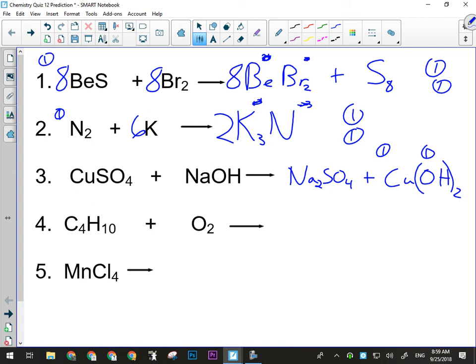Then we have to balance. Also, if they don't have the brackets on OH, even if their balancing numbers are the same as mine, they're wrong, because it isn't balanced correctly without the brackets. So we've got 2 OHs over here, so I'm going to go over here and make sure I have 2 OHs, which gives me 2 sodiums, and I have 2 sodiums there, 1 sulfate, 1 copper. That one's done. 1 mark for the balancing.